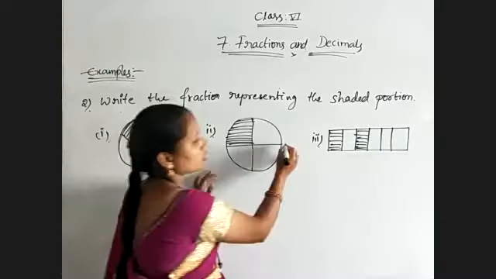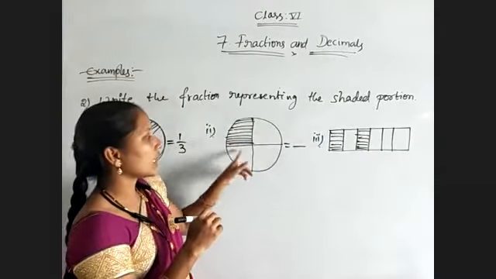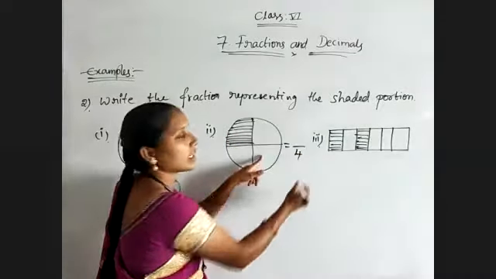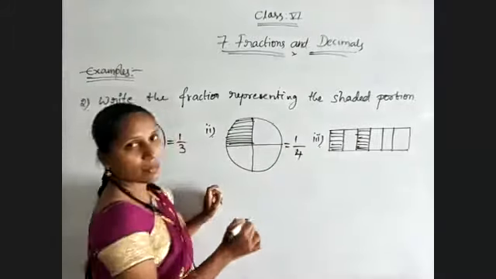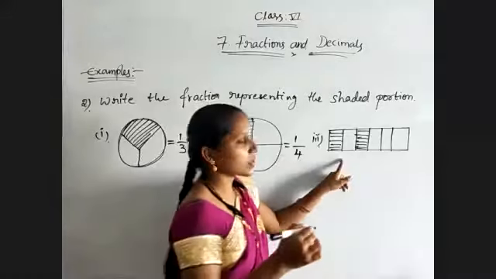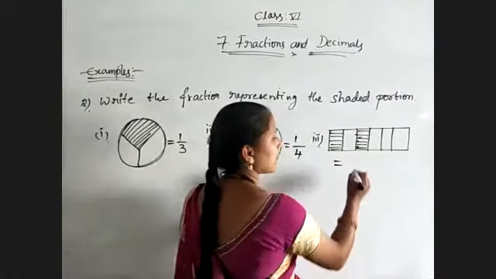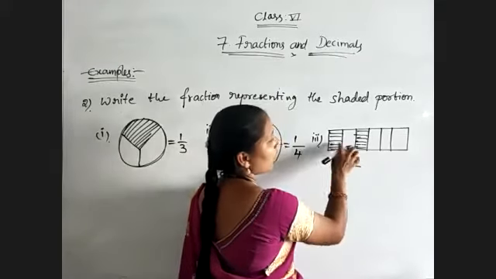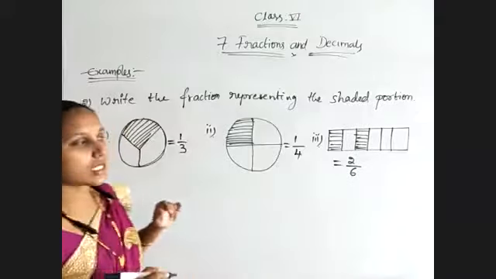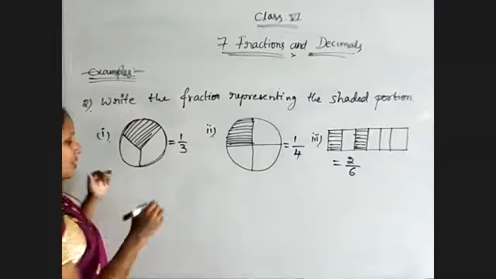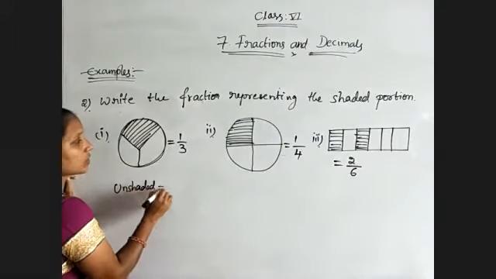And here total how many equal parts are there? Observe 1, 2, 3, 4, means 4 in the denominator. Out of 4 equal parts, only one part is selected, that is 1 by 4. And coming to this one, total 2 parts are selected out of 1, 2, 3, 4, 5, 6 equal parts. 2 by 6.